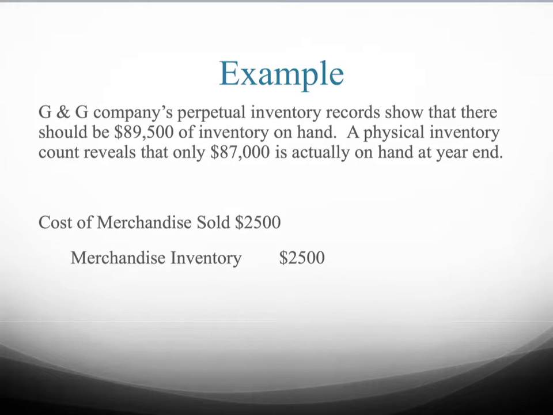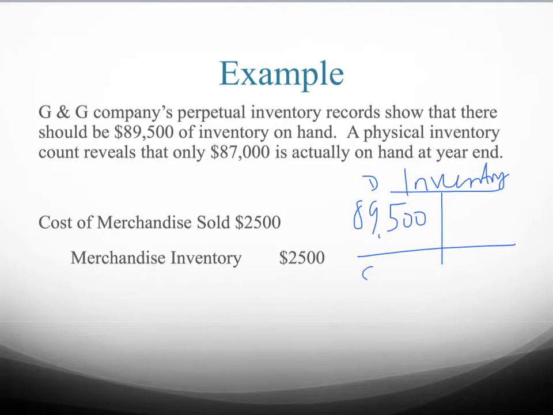Well, how do we know which way to put this? Well, our inventory account is too high. Let's take a look. We have our inventory, and it's a debit account, and we have it at $89,500. The physical count says that it should be $87,000. This is what we need to fix. So therefore, we are crediting inventory, and we will thus debit cost of merchandise sold or cost of goods sold, $2,500.